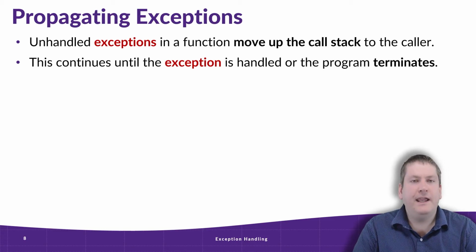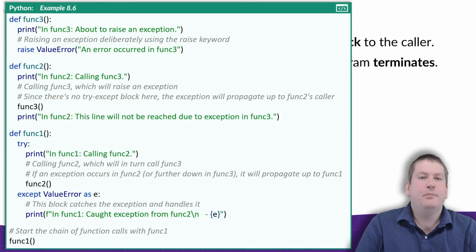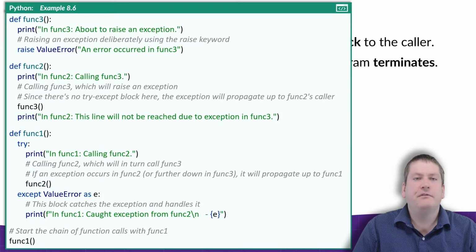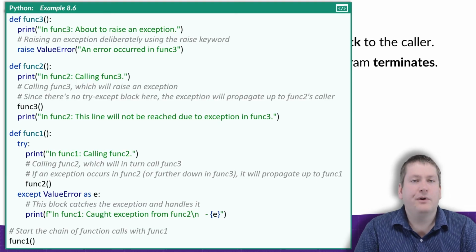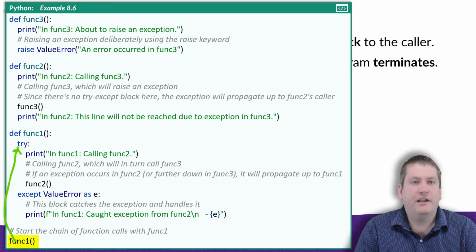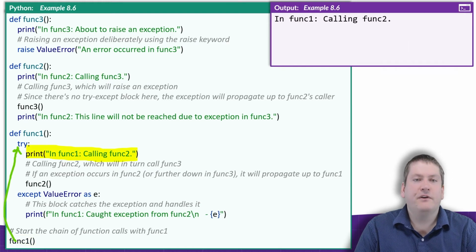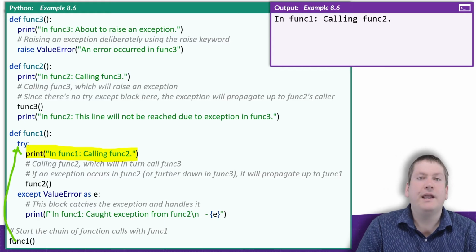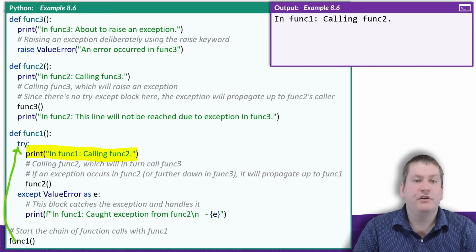That can sound a little bit complicated, so let's take a look at an example. In this example, this doesn't really do anything useful. It's just an example to show how this call stack works. We have three functions, function 1, function 2, and function 3. This code is going to call function 1 to start with, which means that it's going to start at this try block that's defined inside function 1. Inside this try block, the first line prints out "in func1 calling func2". So in the terminal, we get "in func1 calling func2".